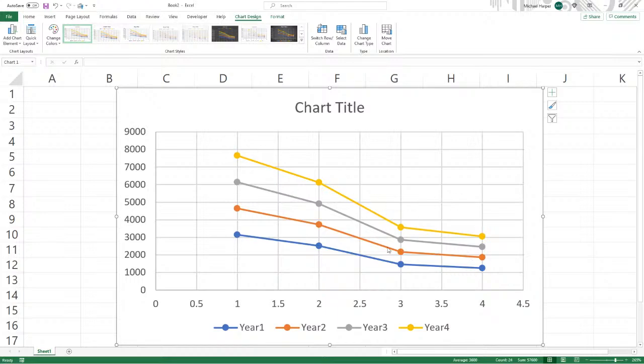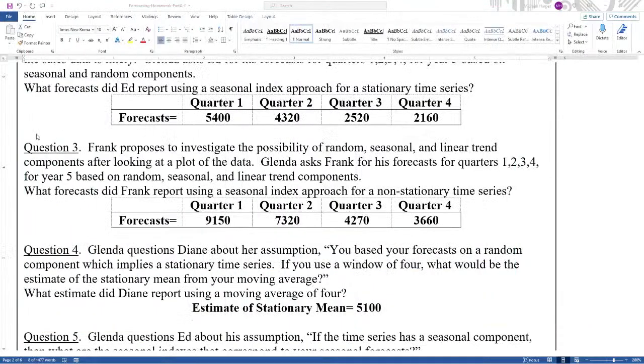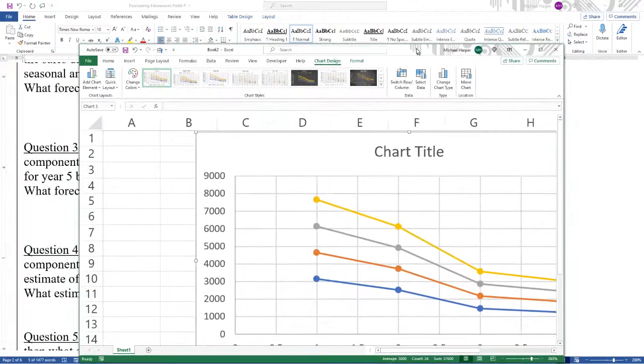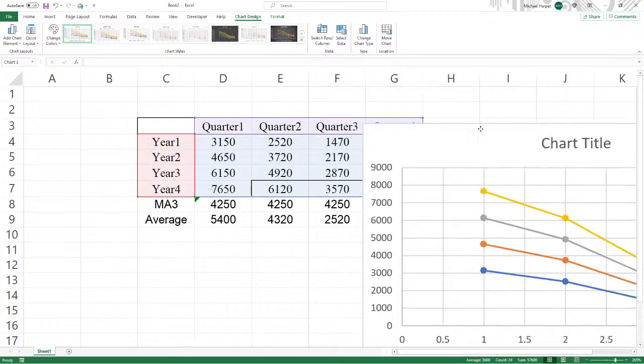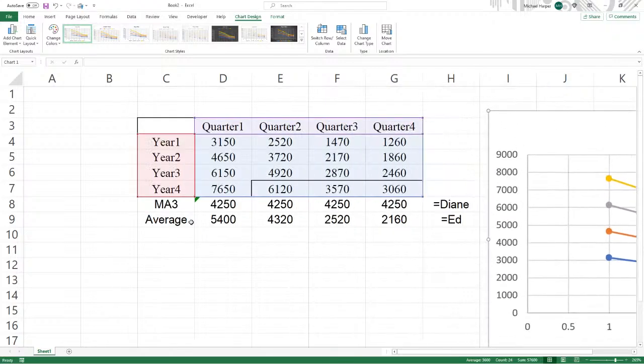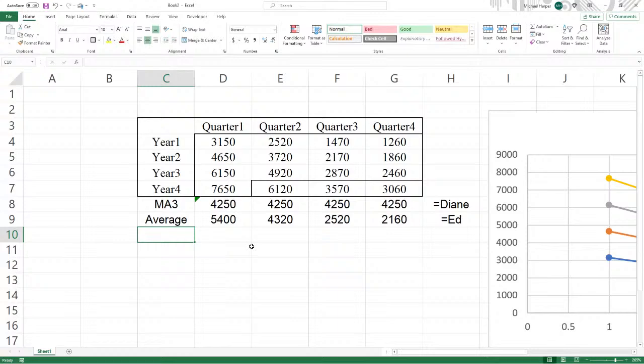It's the same pattern every year, therefore it's seasonal. And every year it keeps increasing, and that's the trend component. So I kind of agree with Frank. After looking at a plot of the data, he proposes to investigate random, seasonal, and linear trend, because that's pretty much what I see too. Okay, so now that we have a trend, we still block the data, but this time we want the slope.